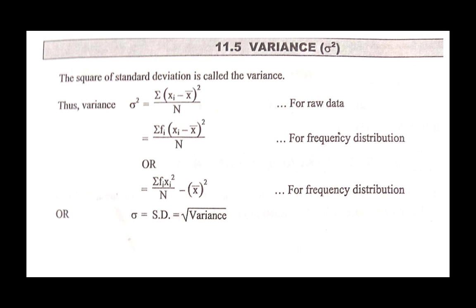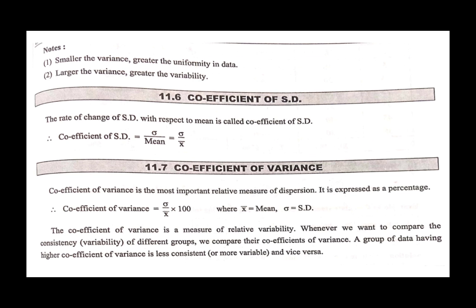Now we can see the coefficient. Before that, please make a note about variance. The smaller the variance, the greater the uniformity in data, and the larger the variance, the greater the variation. If you get a small variance, that means the data is more consistent. If you get a large variance, that means your data shows variation.